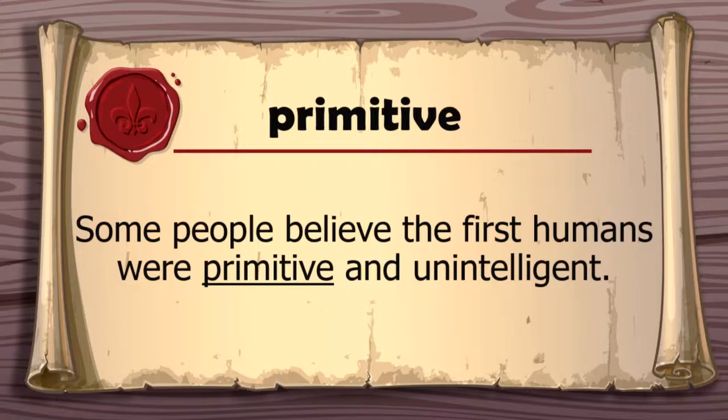And then we have the word primitive. Some people believe the first humans were primitive and unintelligent. Well, this sentence gives us a parallel word that helps us discover the meaning of primitive. Unintelligent has the prefix un, and the base word is intelligent. Intelligent means very smart, so unintelligent obviously means not very smart. So a primitive society isn't fully intelligent, or maybe isn't developed.